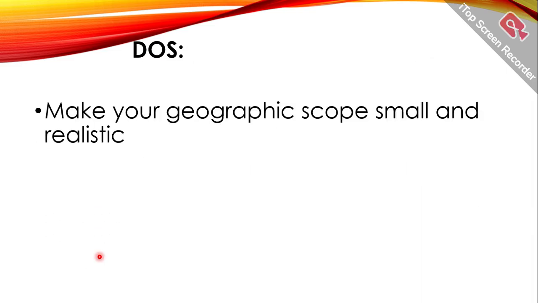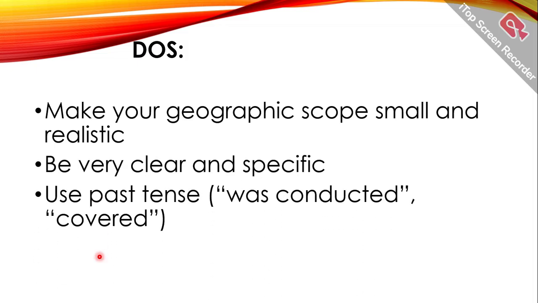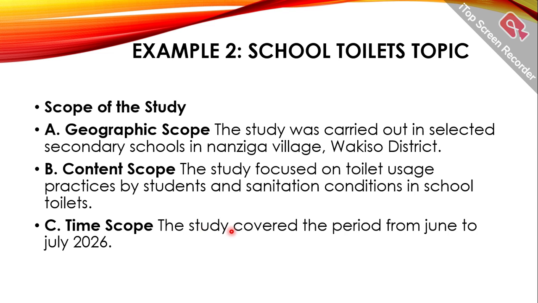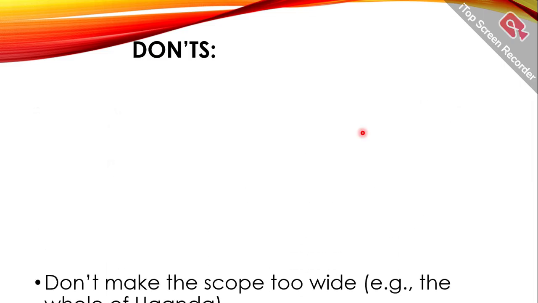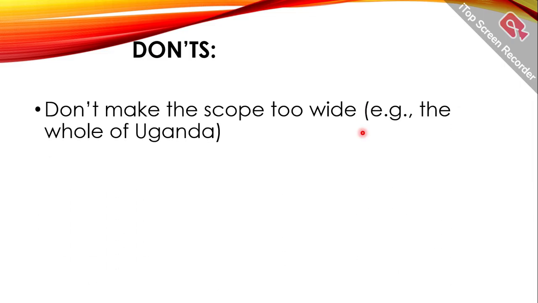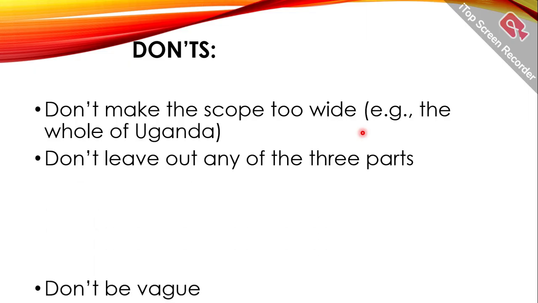The do's. Make your geographical scope small and realistic, very clear and specific. Use past tense as you observe here: covered, focused, was carried out. Are you seeing that one? Don't make the scope too wide. Don't make it Uganda. Don't make it a district. Don't leave out any of the three parts. Don't be vague.